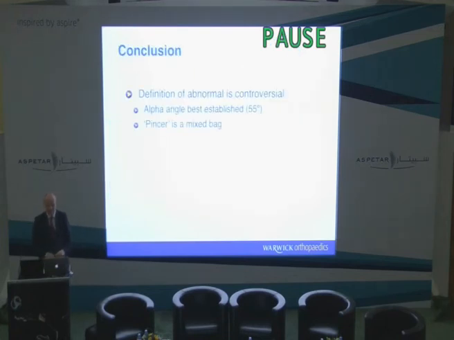So in conclusion, I think the definition of an abnormal morphology is controversial. Alpha angle is best established around 55 degrees, but be careful about where it's measured and with what radiology. Pincer, frankly, is a completely mixed bag, and I don't think that we can come to any meaningful conclusions until we break down Pincer into a number of subcategories. The prevalence of having some sort of abnormal morphology, if we looked in this room, probably about a fifth of you would have something that you might worry about.